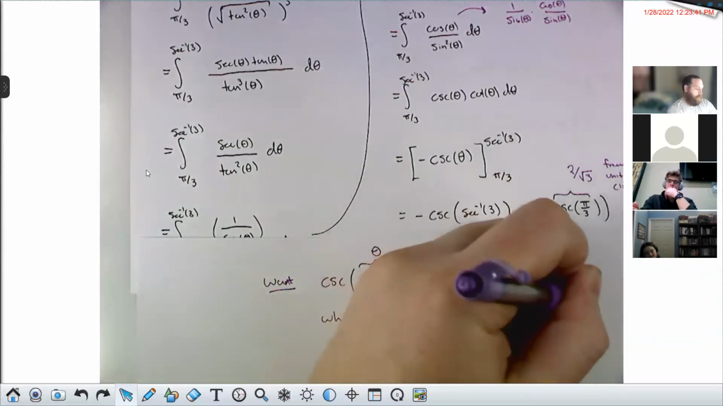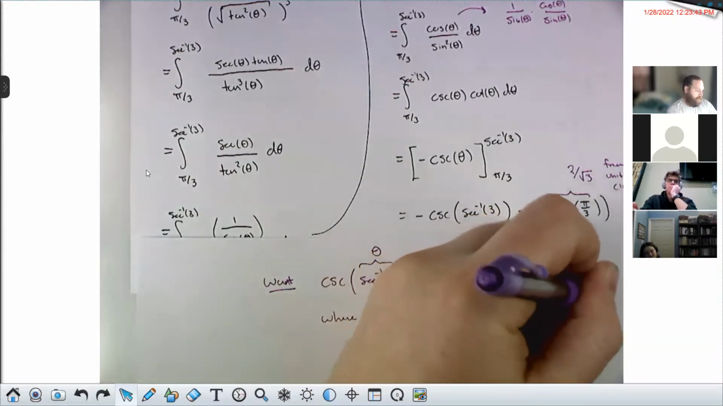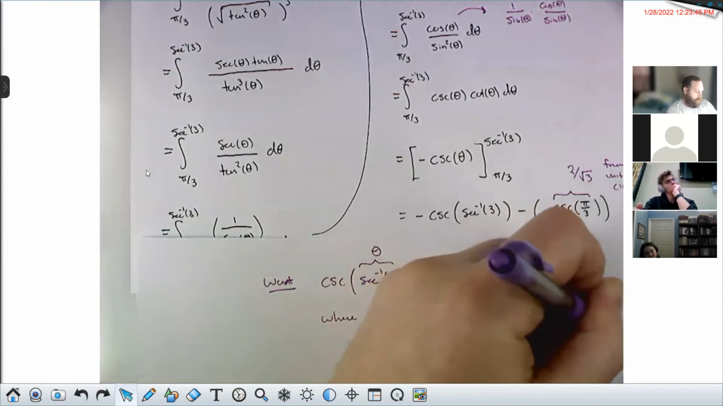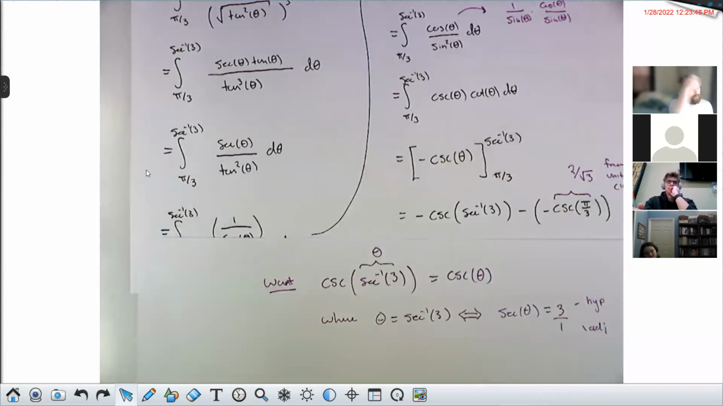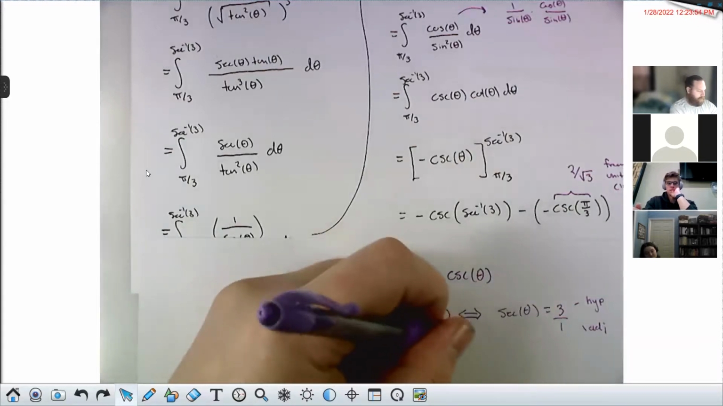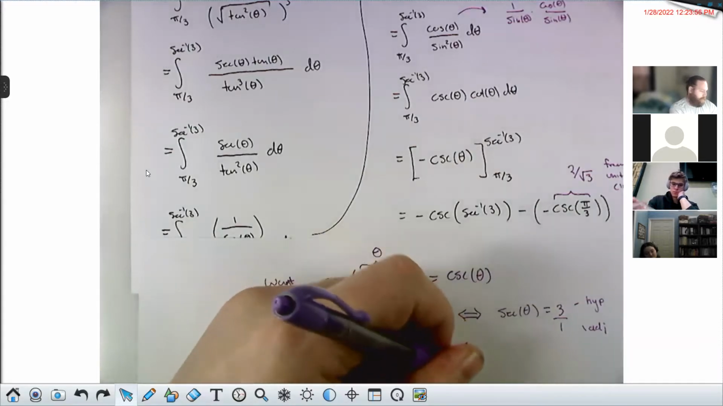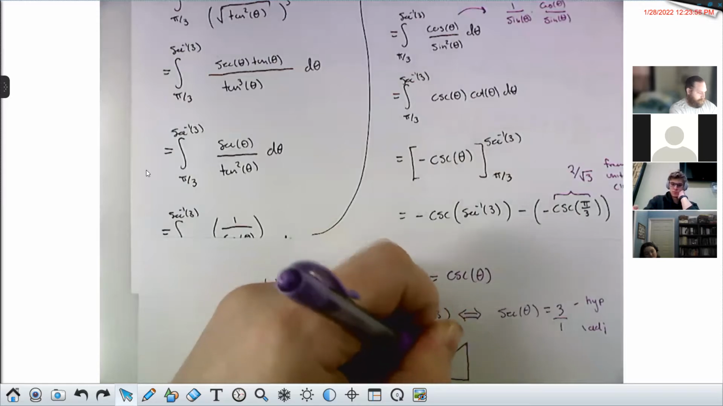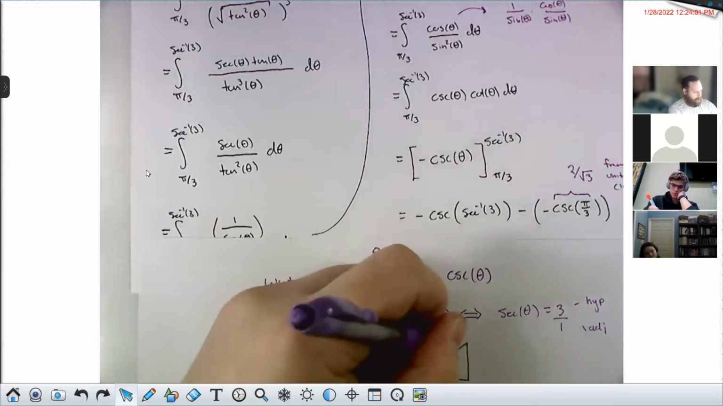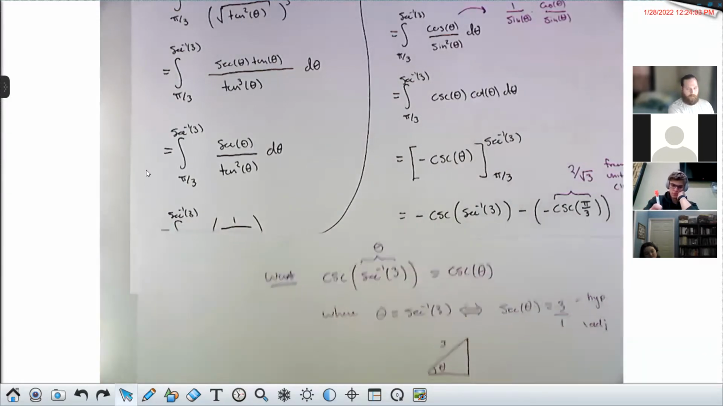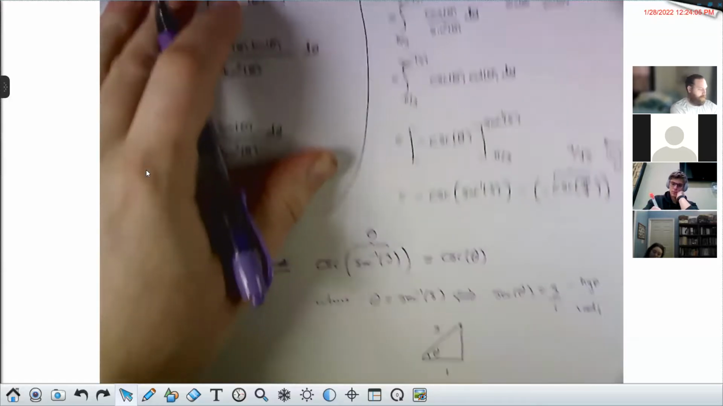Cosine is the adjacent over hypotenuse, so secant is the hypotenuse over the adjacent, right? 3 is 3 over 1. You draw a triangle. That is a straight up trig problem. Hypotenuse, adjacent. Now we will solve for the missing side length.